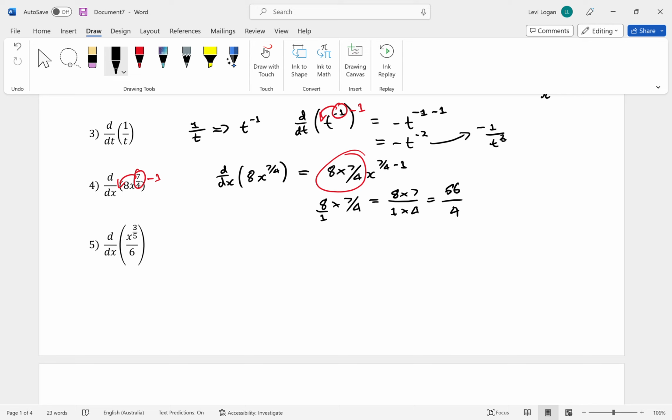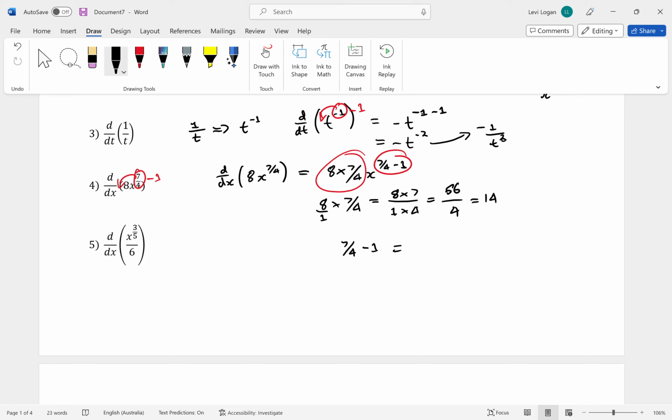56 divided by 4, using my calculator because I don't know it off the top, is 14. So the front of that is going to be 14. Now we're going to have to do another bit of math, so we're going to go 7 over 4 minus 1. So we're doing this part here now.